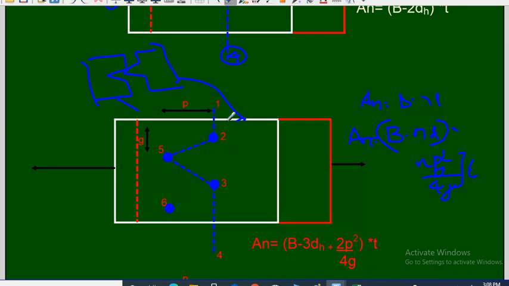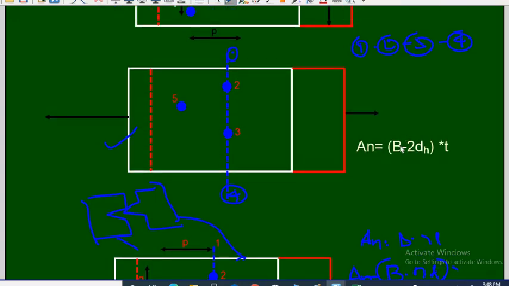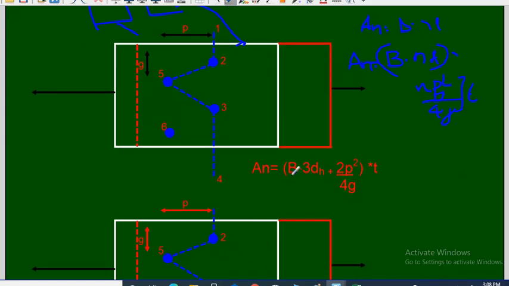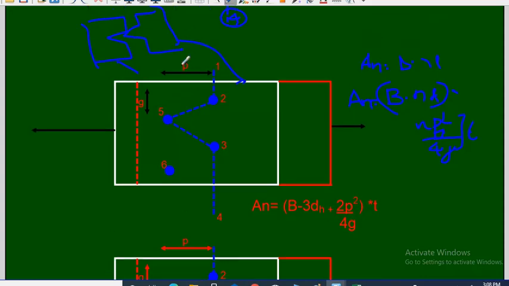In this case, we cannot use the formula b minus nd into t. Here, what the code says is b minus 3dh, because the shear plane is passing through three holes: 1, 2, 3. So b minus 3dh plus 2p square by 4g, where p means pitch. This is called pitch, and this is gauge. P square by 4g is a constant.